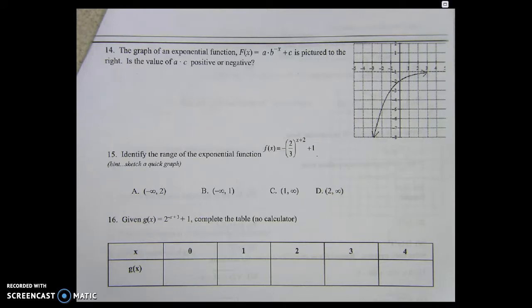Although you already have the answers posted on Google Classroom, hopefully you find this video helpful in understanding the problems just a little bit more. So I'm going to go over page 3 first, starting with number 14.